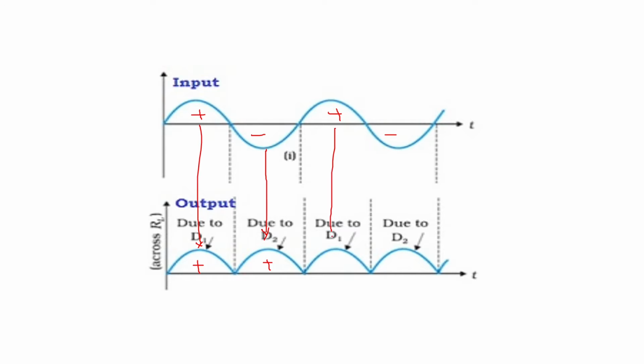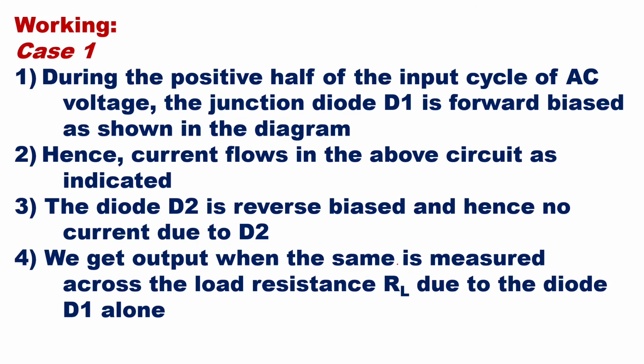For the positive half cycle, you have the output because of diode D1. Again, for the negative half cycle, you are having the positive output because of diode D2. So here also you are going to explain the working in two parts: one is case 1 and then case 2.